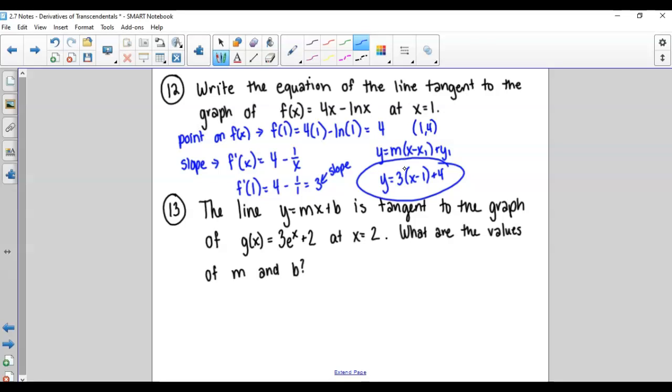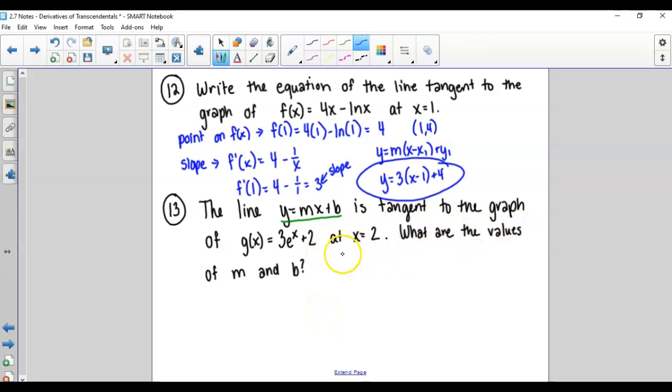Okay, let's look at one that's a little bit different. The line y equals mx plus b is tangent to the graph of g of x equals 3e to the x plus 2 at x equals 2. What are the values of m and b? So this one is going to ask us to find the tangent line, but they did ask for y equals mx plus b. So if it's asked in this particular manner, you are going to have to give your answer in y equals mx plus b form. It's just one extra little step. It's really not that difficult. It's very similar to the last problem.